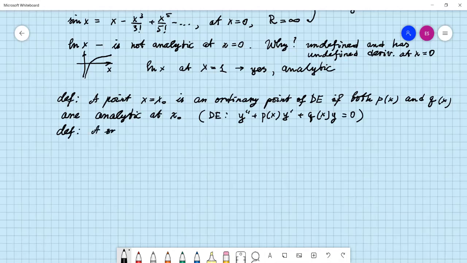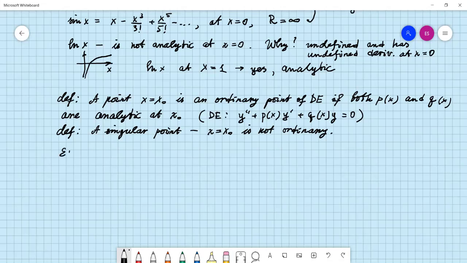A singular point, x equals x0. Well, actually I was trying to say that the point is not ordinary. So if the point is not ordinary, we call it a singular point, just like the definition from before.